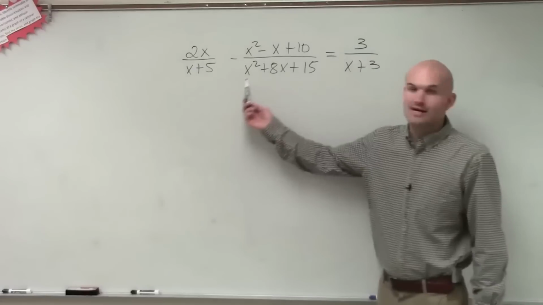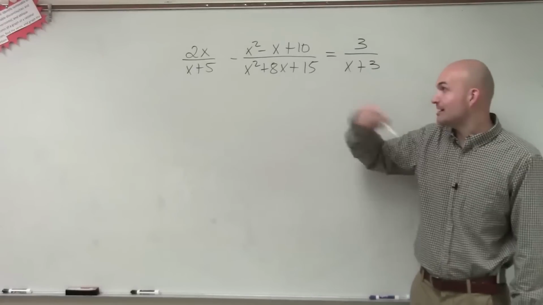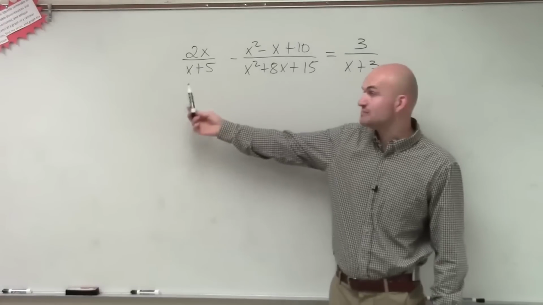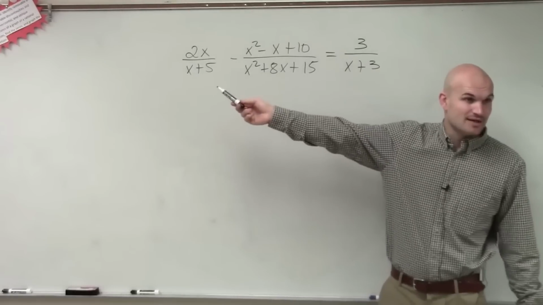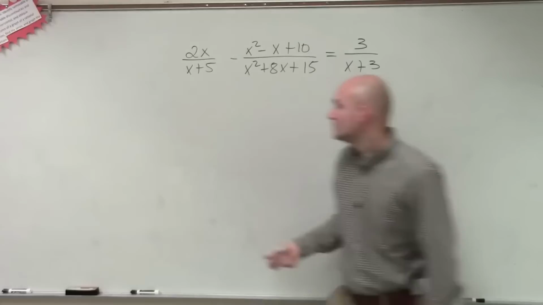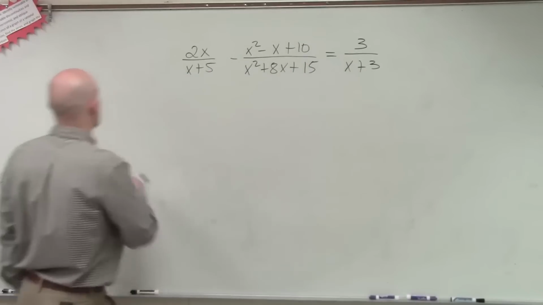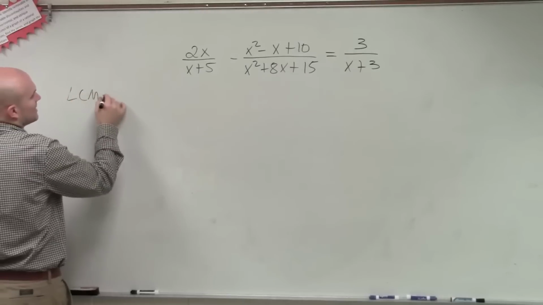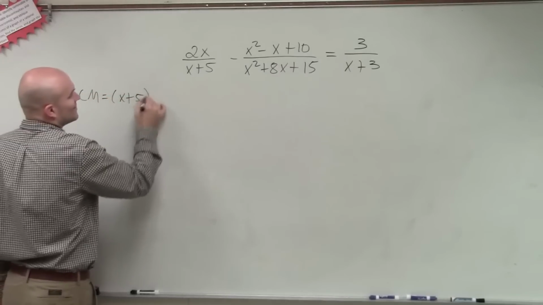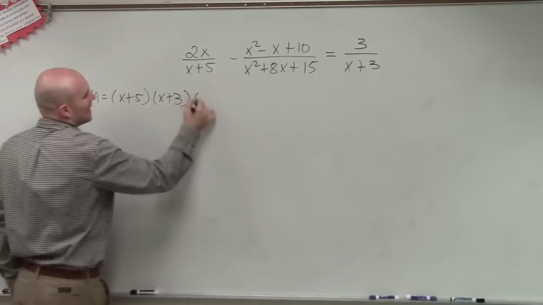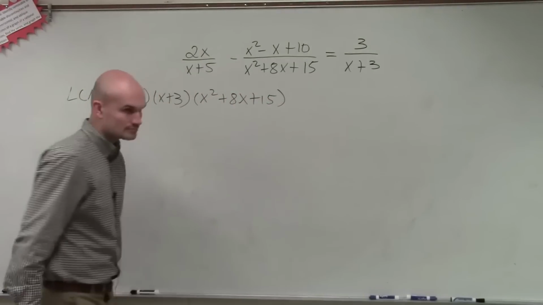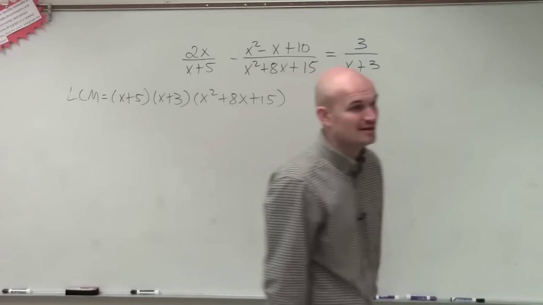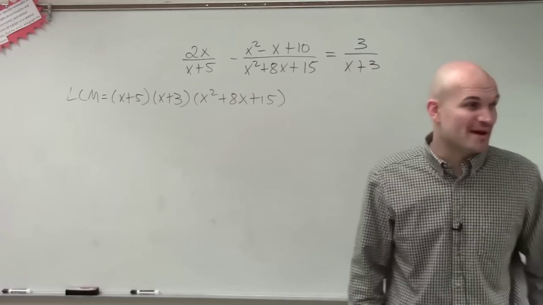So we look at this and we say, what's our LCM? Now, some of you might look at this and say, well, what we've done before is we just taken the denominator for each one of these three and said that was the LCM. So logic might tell you the LCM equals x plus 5, x plus 3, and x squared plus 8x plus 15. Now, that's a pretty big LCM, and that's going to be a lot to multiply everything by.